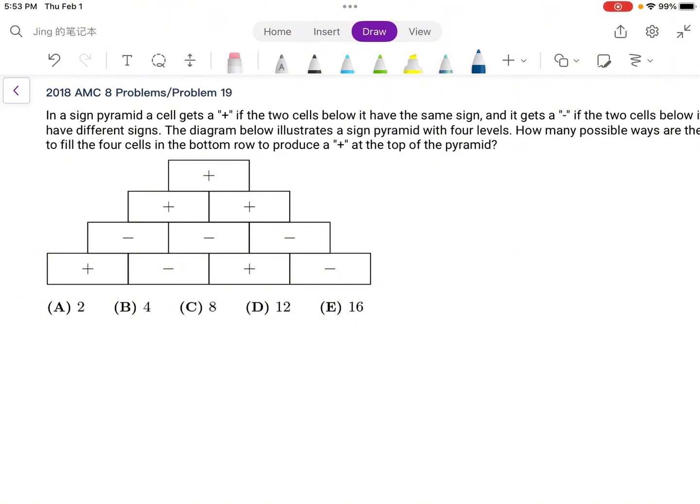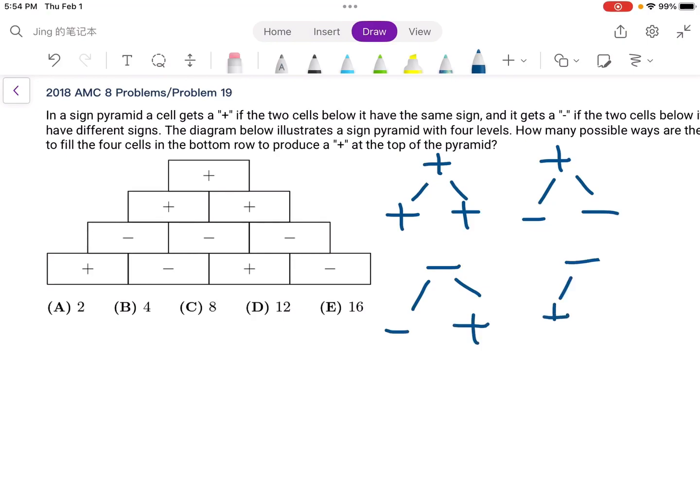Problem 19. The characteristic of this problem is that for every sign we can have 2 choices to get that sign. That means if we have a plus sign, then it can be either plus, plus, or minus, minus on the lower level. And if we get a minus sign, then we can get minus, plus, or plus, minus on the lower level.